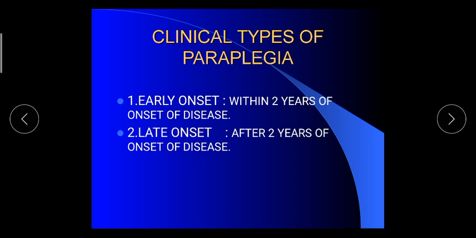Clinical types: early onset type and late onset type. In the early onset type, paraplegia occurs within 2 years of involvement of the spinal tuberculosis. Late onset is after 2 years. The causes are different and the prognosis is also different.